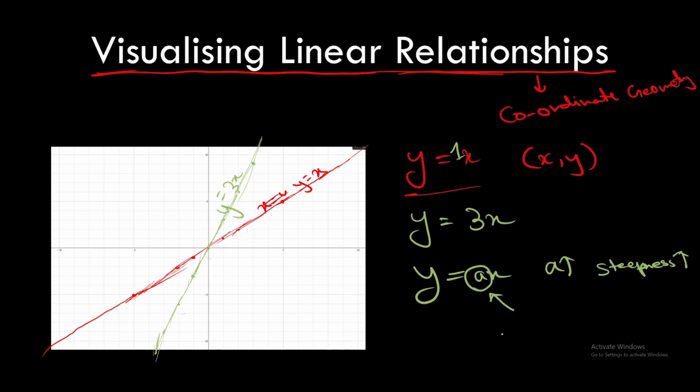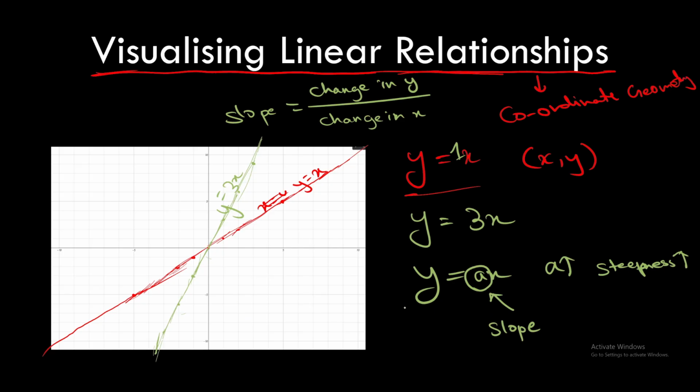This a is actually known as the slope. Slope is basically, in maths, change in y over change in x. This is going to be our slope. Now this slope cannot always be positive, so now we are going to do another example which has negative slope.